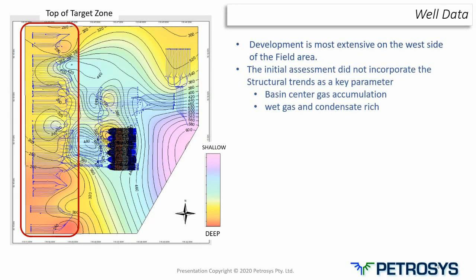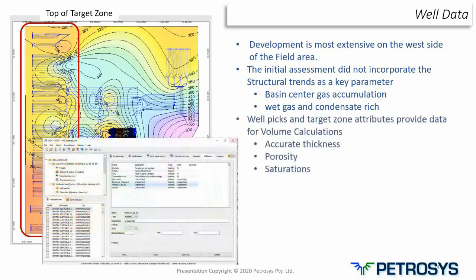And what this tells us, as we look at the structure map, is that there's actually a structural component that was really not incorporated in the previous evaluation. It becomes really important because this is maybe not a classic, but it definitely falls within the classification of basin center gas accumulation. And it actually is a very wet gas and condensate rich. So even though it was in what was thought to be the dry gas area, there's quite a few liquids even in that part.